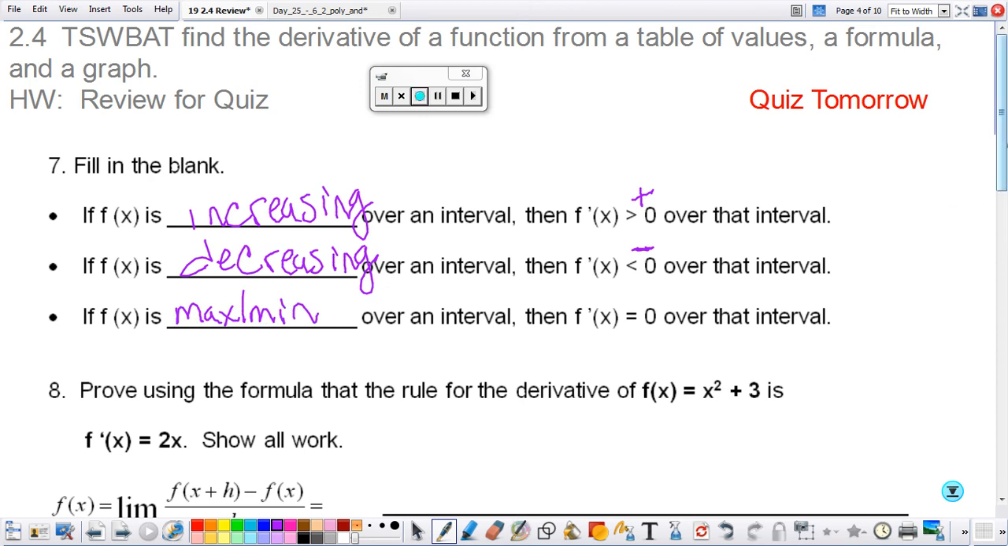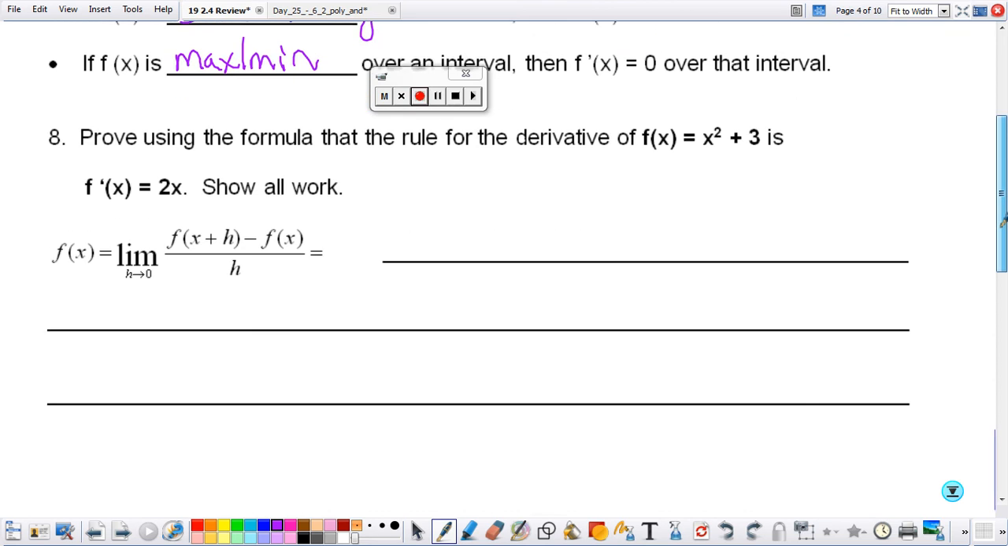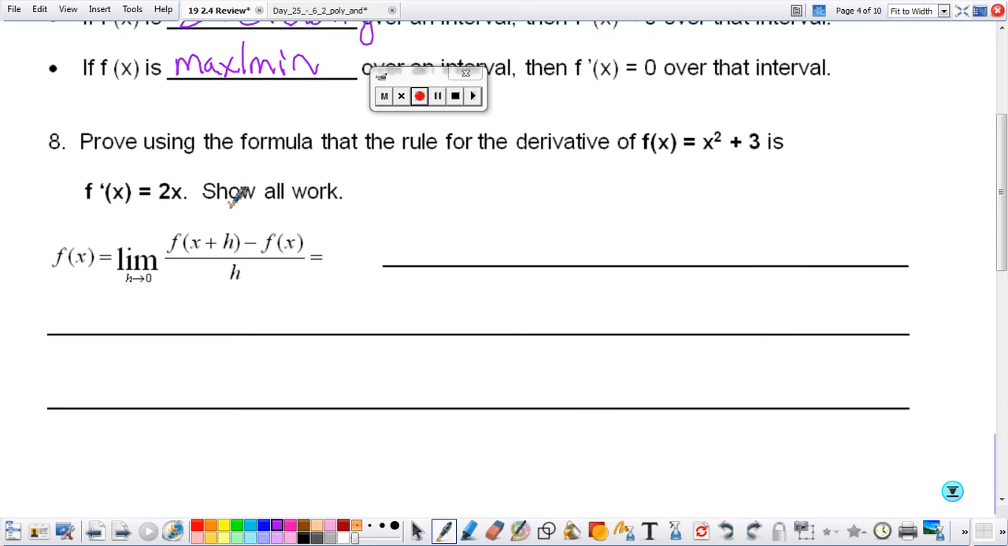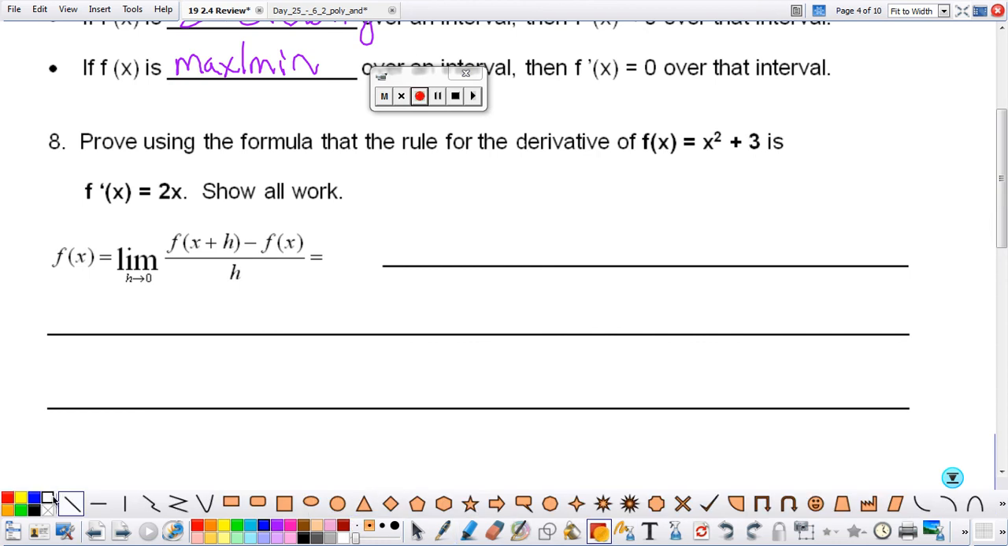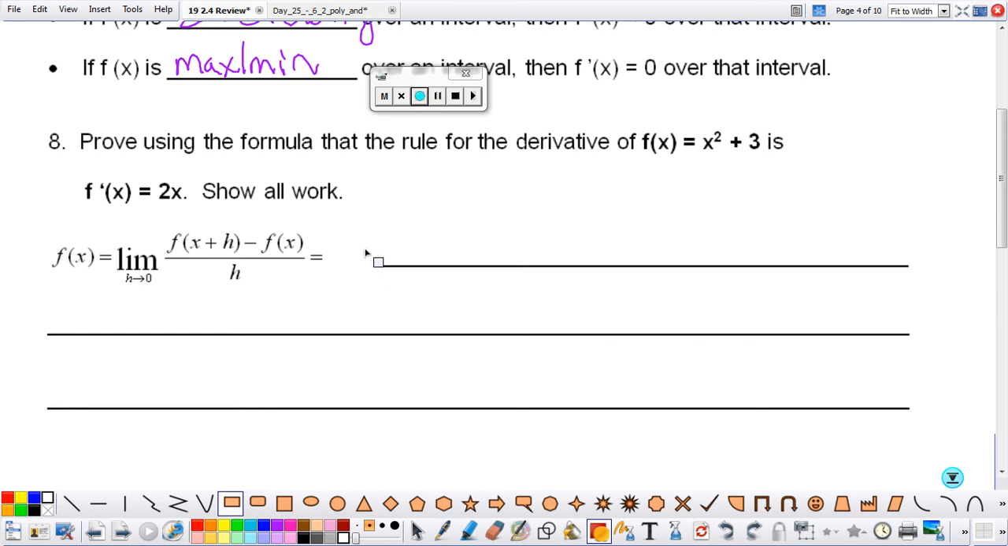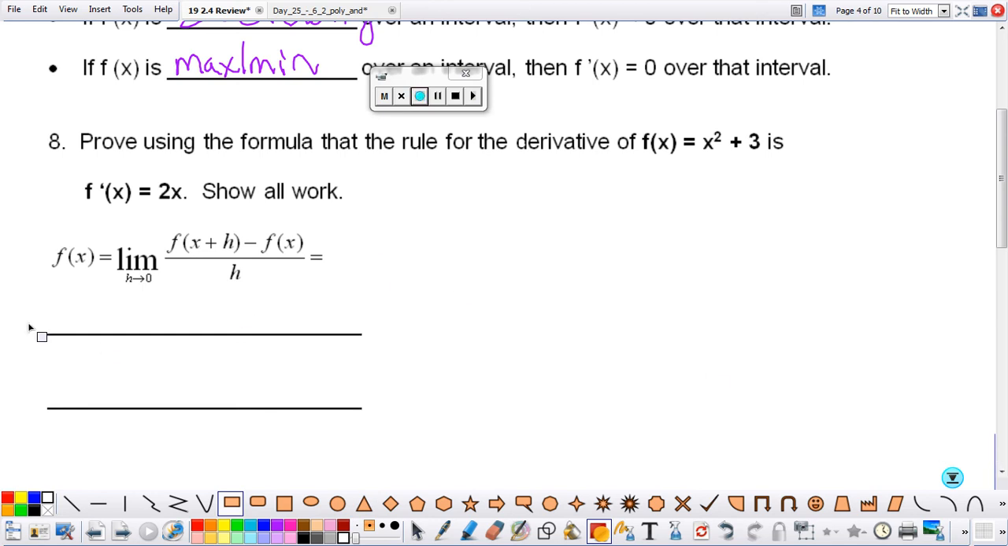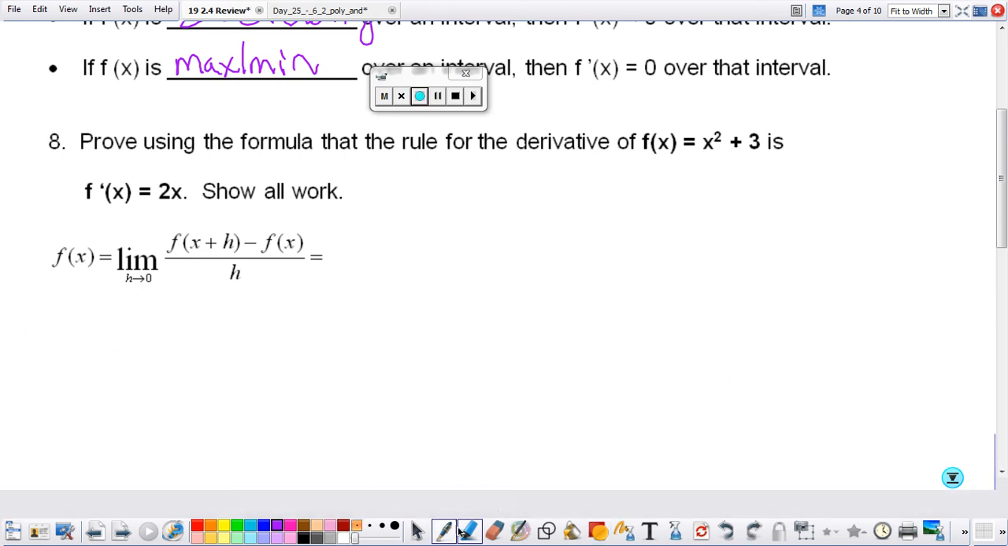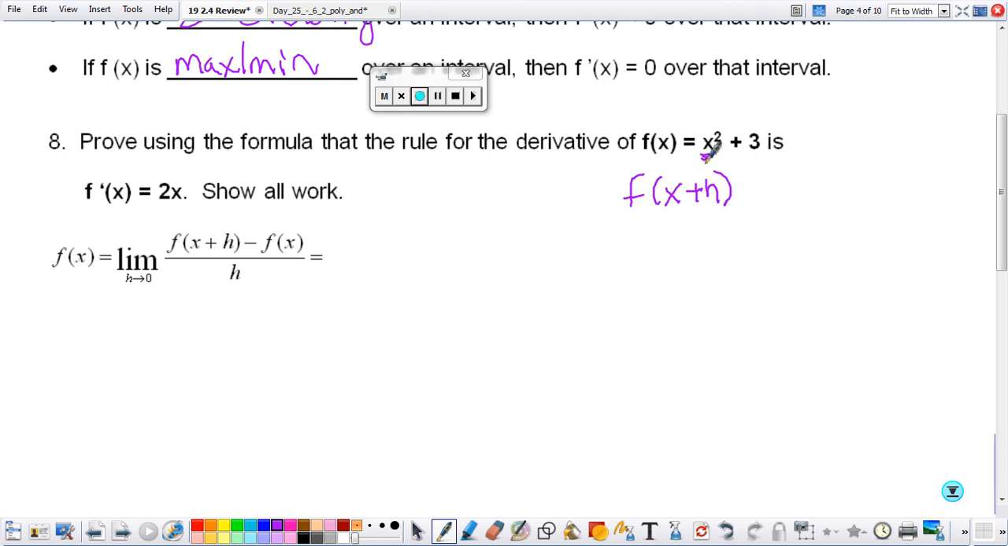Okay, so now for 8, prove using the limit formula that the derivative of this is 2x. On your quiz, these are how the directions are going to be worded. I will give you this format, that setup. There will be no lines because they're in the way. And we're going to have to do a lot of algebra. So let's find f of x plus h. So x plus h gets plugged in for this x.